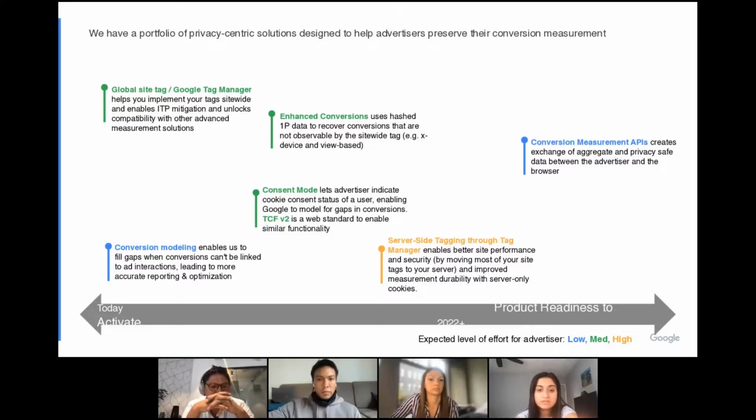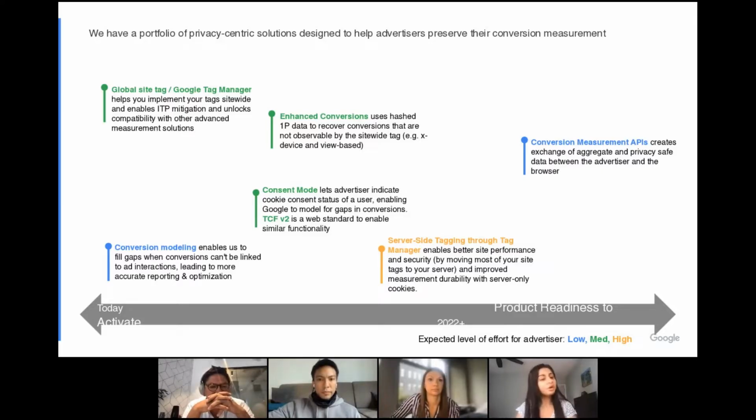One of them is server-side tagging through Tag Manager. For more sophisticated advertisers that just have a lot of tags on their webpage and just want higher site speed, higher security, more customization, they can basically move their tags from being client-side to server-side, and it offers just more durability, higher speed, site security, and all of that.